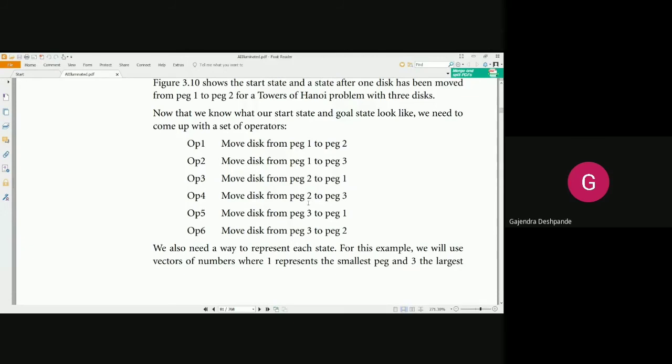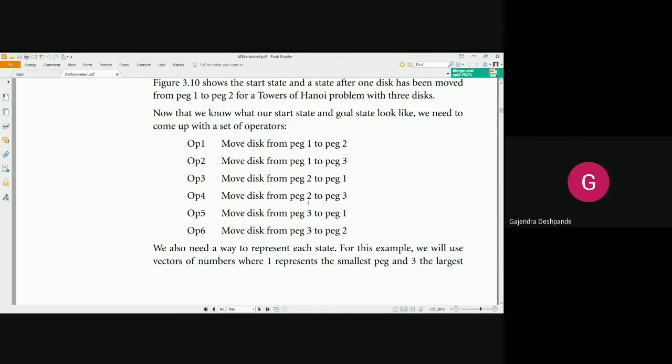So the first operator is move disk from peg 1 to peg 2. You can call those bars either peg or pole, it's fine. So operator 2 is move disk from peg 1 to peg 3. Then operator 3 is move disk from peg 2 to peg 1. Then operator 4 is move disk from peg 2 to peg 3. Then the fifth operator is move disk from peg 3 to peg 1. Then finally the sixth operator is move disk from peg 3 to peg 2.